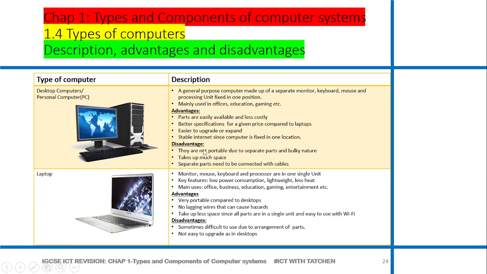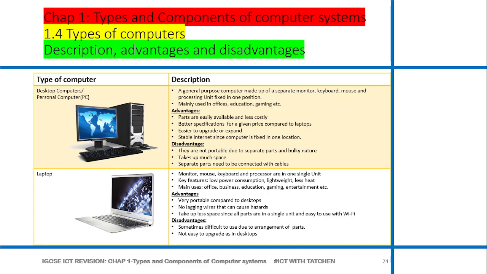Now, for the disadvantages, we see that the desktop is not portable. You cannot carry it around. So it's always in one space. Also, it takes up much space. And another point would be that separate parts need to be connected with cables. And cables come with hazards. You can trip on a cable and fall. So that is also a disadvantage.